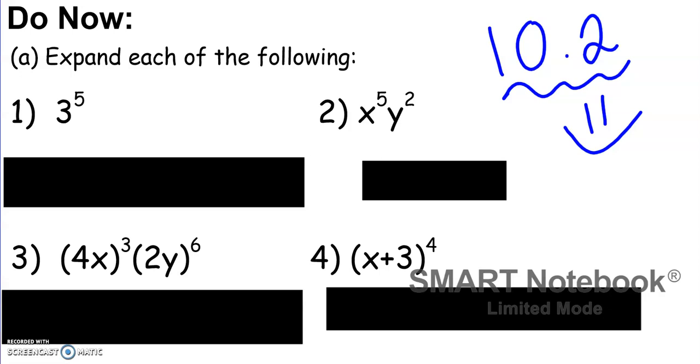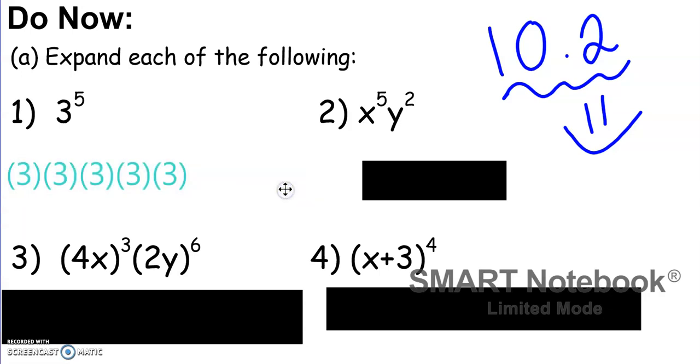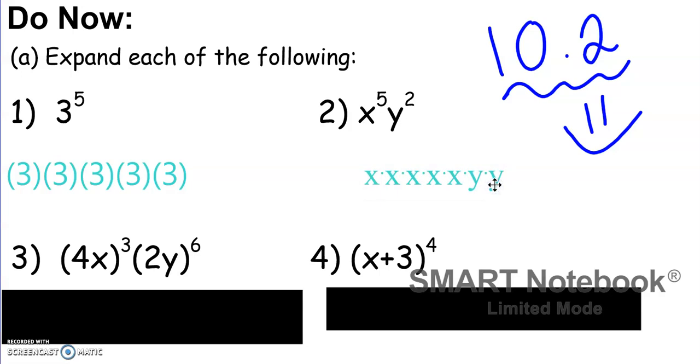So, if you listen to my voice, that means you have completed the do now and you want to check your answers. Well, the expression number 1 is 3 raised to the 5th power. We write that as 3 times 3 times 3 times 3 times 3. So it's 3 multiplied by itself 5 times. Expression number 2, we have x to the 5th times y squared. So we're going to be multiplying every single term here, and it's going to be x 5 times and y twice.